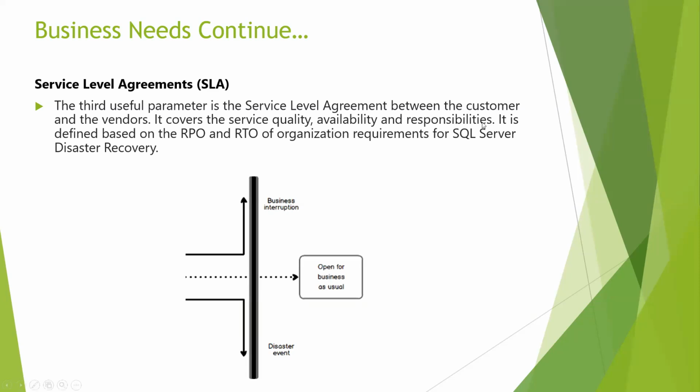Service quality and availability and responsibility. It defines, based on the RPO and RTO of the organization, the requirements for SQL Server disaster recovery. So it all depends on that, and for disaster, you will define that SLA. So RTO, RPO, and SLA. If you have an understanding of these three, we will go forward and see.